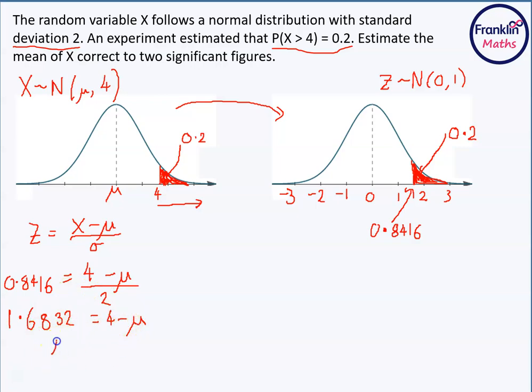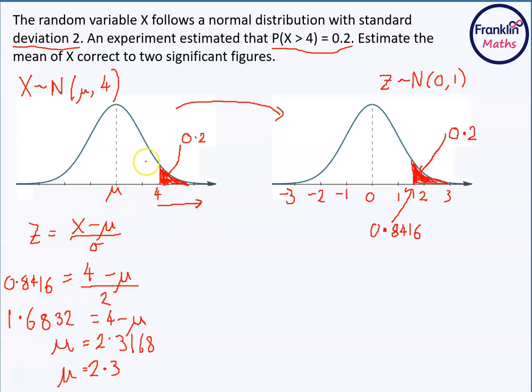Either way, mu is going to be equal to 2.316, and the question wanted it to 2SF, so in that case mu is equal to 2.3, which is what we expect. We're certainly expecting mu to be less than 4.